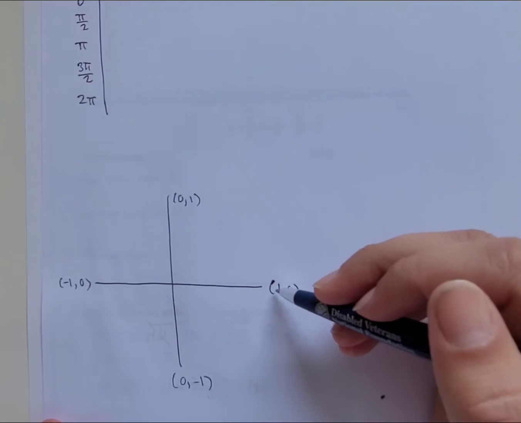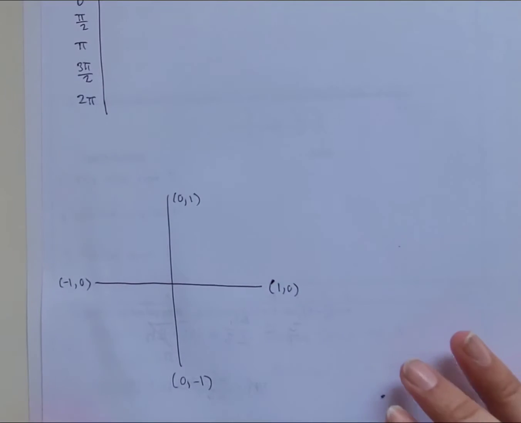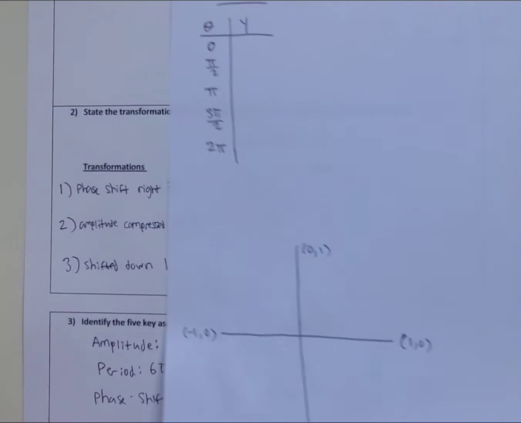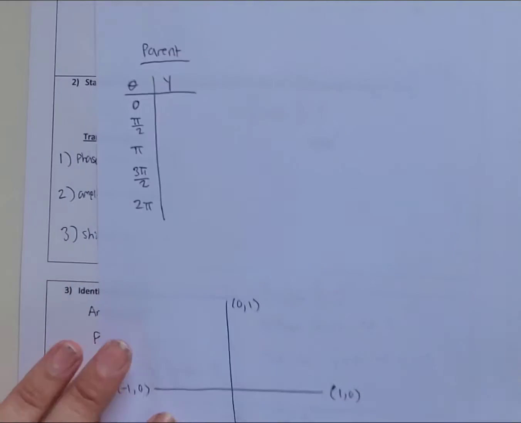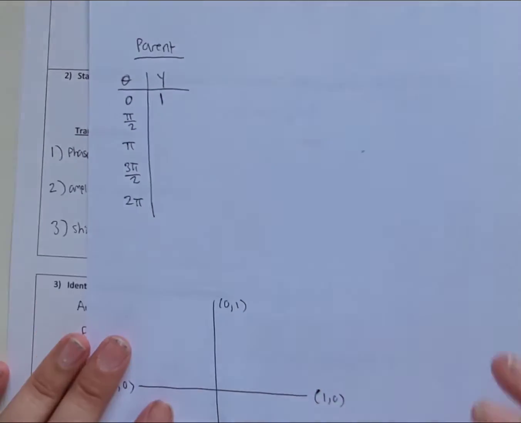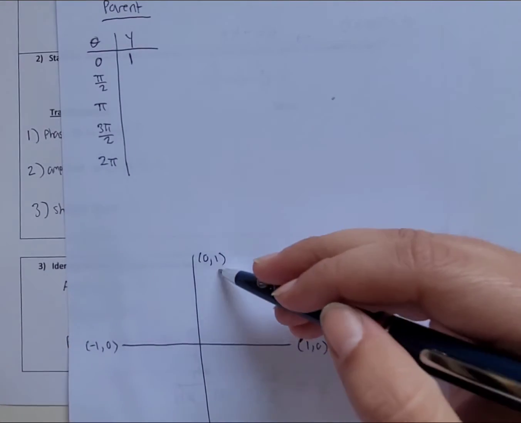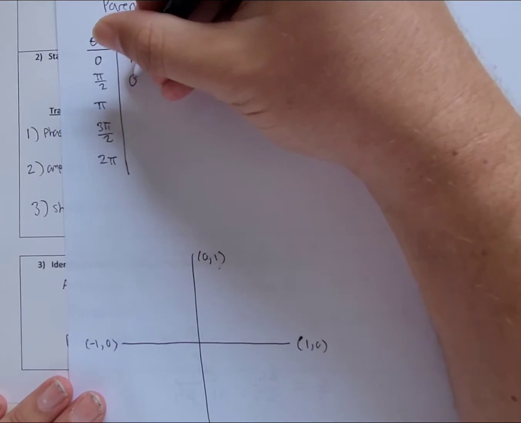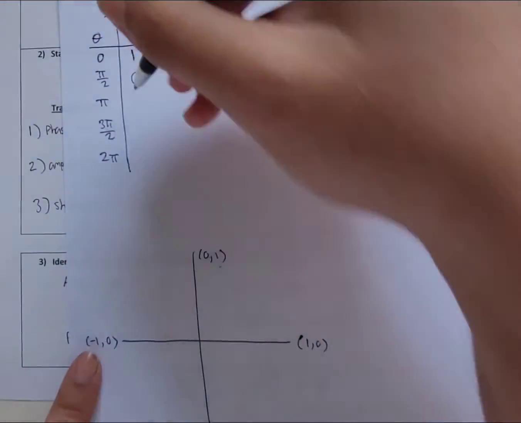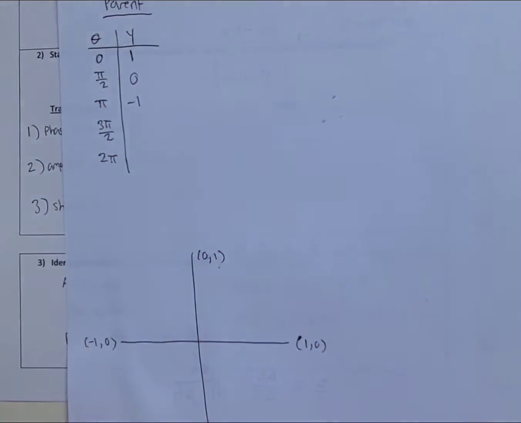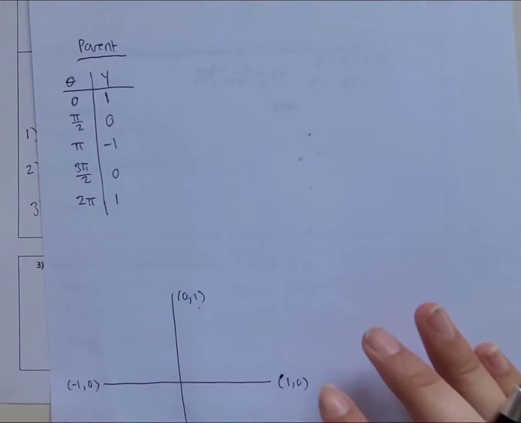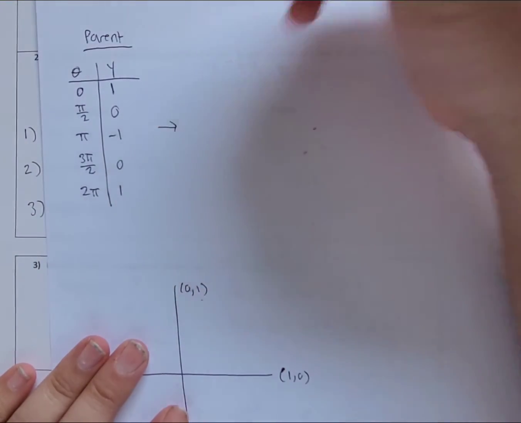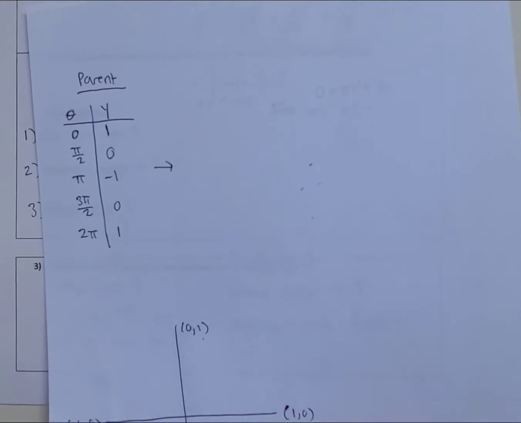I remember x is my cosine, sine is my y. So I want cosine of 0, and my x value is 1, so it's going to be 1. Cosine of pi over 2 is going to be 0. Cosine of pi, -1. Cosine of 3 pi over 2 is going to be 0, and then I'm back to 1. So this is my parent table. And then I need to apply my transformations.